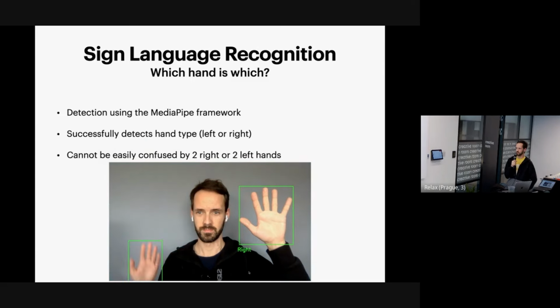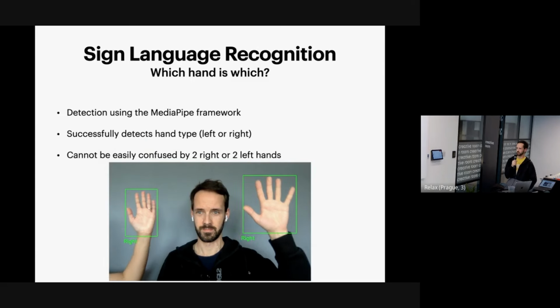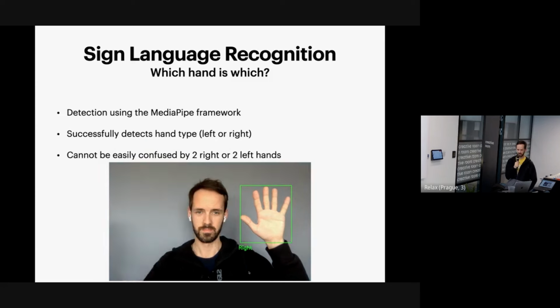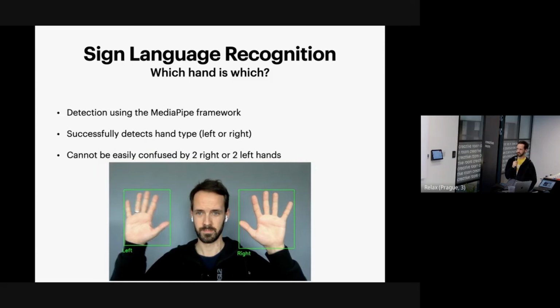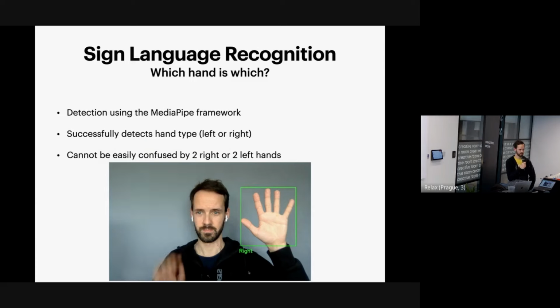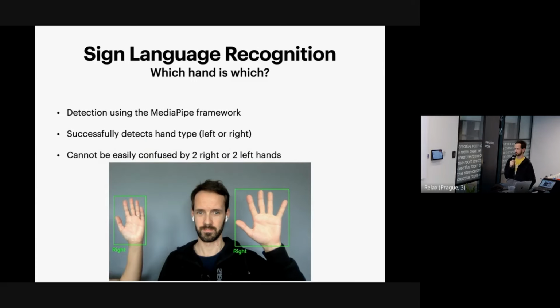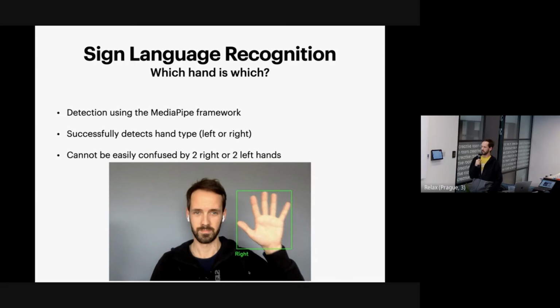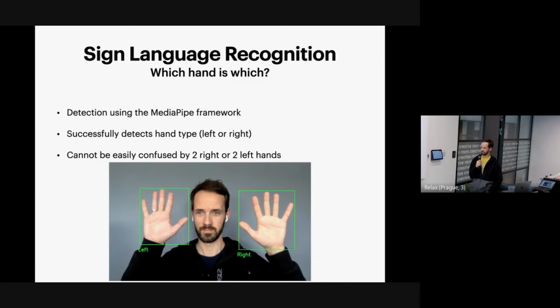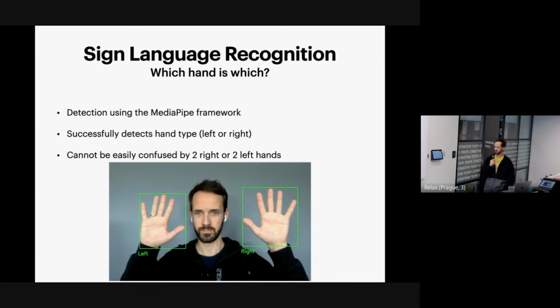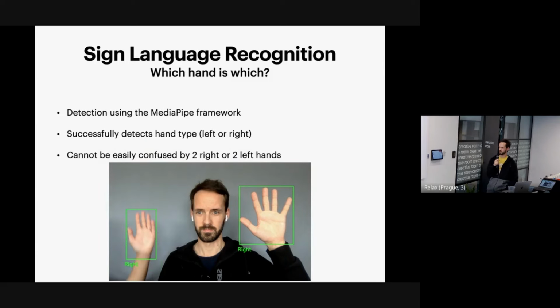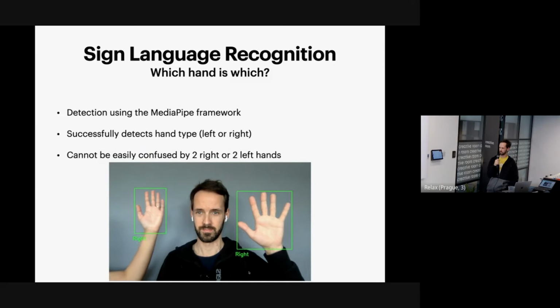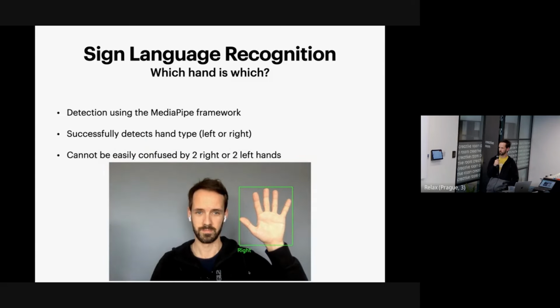So what you can do is that you have a tracking of the hands independently. You can even set in the library how many hands you expect in the frame of your camera. And with a little bit of tweaking, you find out that there is even a pretty reliable way to tell which hand is left and right.